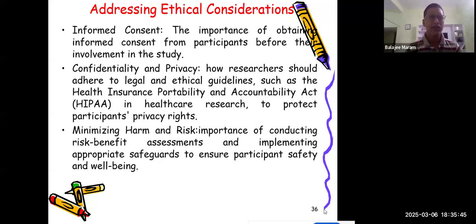Suppose we have taken some important data from a hospital, and that data is related to a patient. Definitely we should maintain confidentiality. We should use that particular data for data analysis or data analytics only, not for other purposes. Definitely we should maintain confidentiality and privacy. Is it okay? That is about the second one. Third one, minimizing harm and risk. It should not cause harm, and it should not create any risk. Okay, these come under ethics.